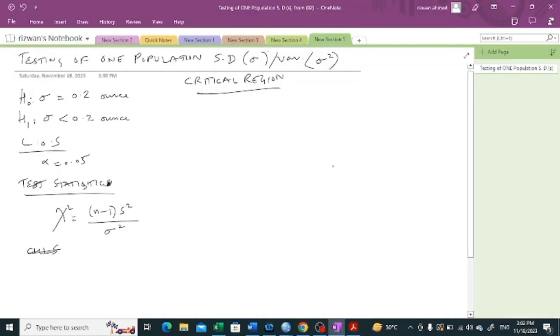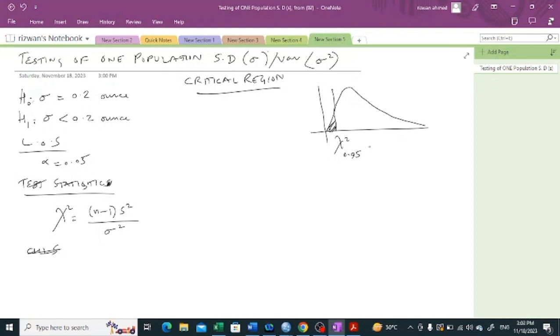So first of all we draw the sketch. It is positively skewed, and this is a left tail test. And left tail critical value of chi-square is 0.95 because it would be indicated as 1 minus 0.05. With how many degrees of freedom? We are given number of observations as 15, that would give us df of 14, that is n minus 1.